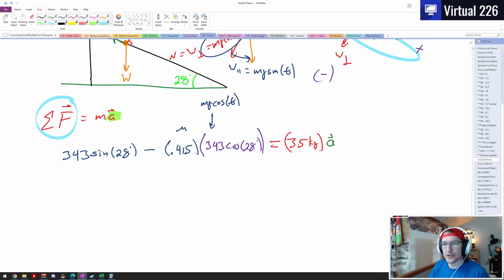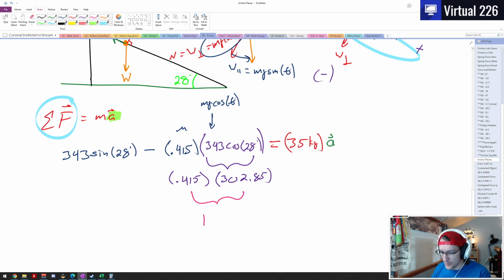I'll try to draw arrows showing what we're doing each step. So first, I'm going to put the 343 cosine of 28 together. So 343 times the cosine of 28. Make sure your calculator is in degrees. I get 302.85. And then if we put the rest of this back, I'm going to multiply this by 0.415. And this together is going to give me 125.68 newtons, and technically there's a negative.